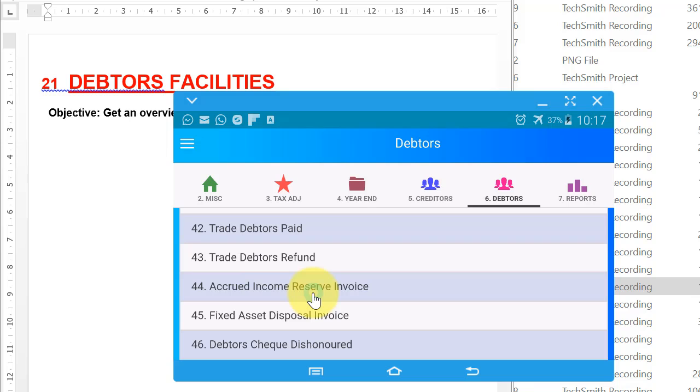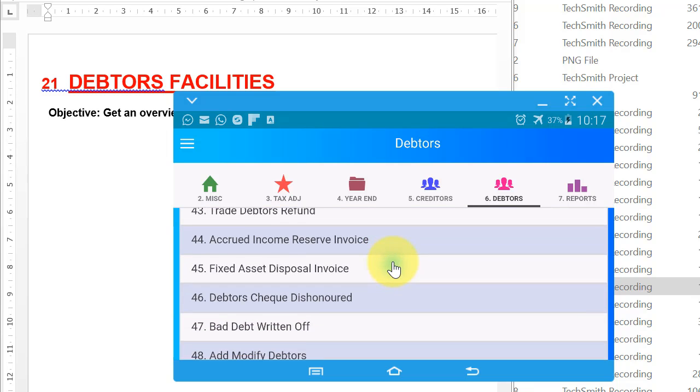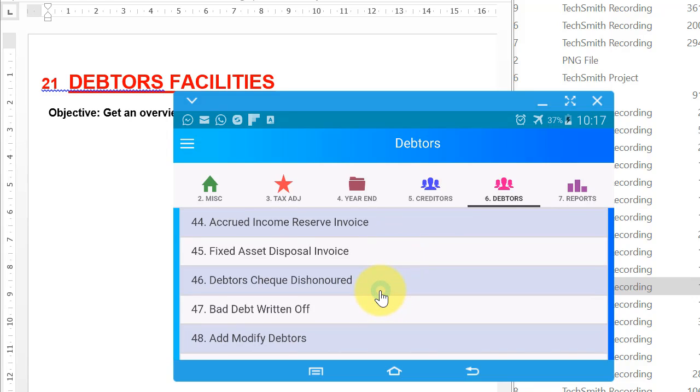Then form number 44 is for an unaccrued income reserve invoice. This is a little bit complicated for the non-accountant. Now at the year end, we've got credit incomes on credit that are not recorded properly and recorded temporarily on the income reserve account. Now, when the invoice is received in the new year, it is recorded properly using this form. And then 45 is for a fixed asset disposal on credit, in case a fixed asset was sold on credit. 46 is when a debtor's check has been dishonored.